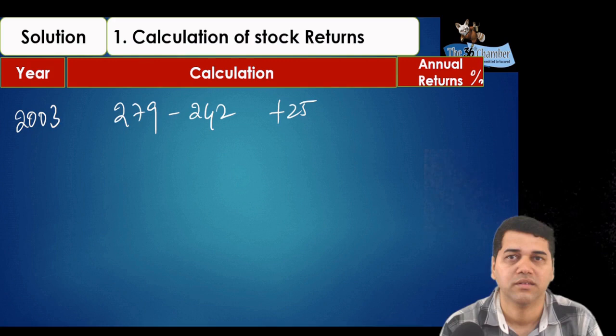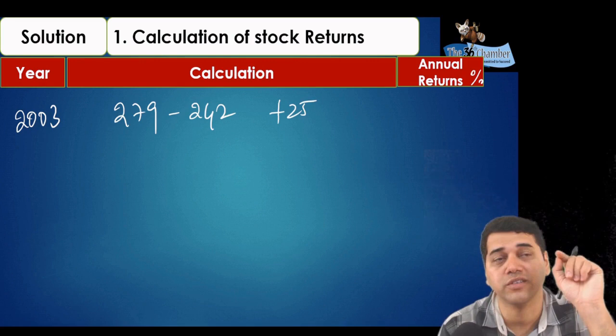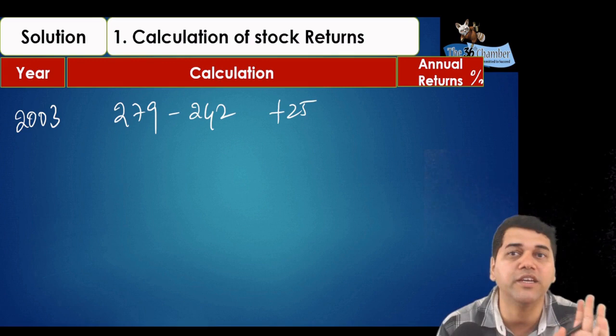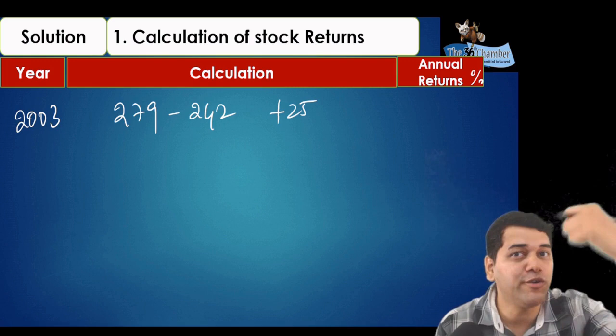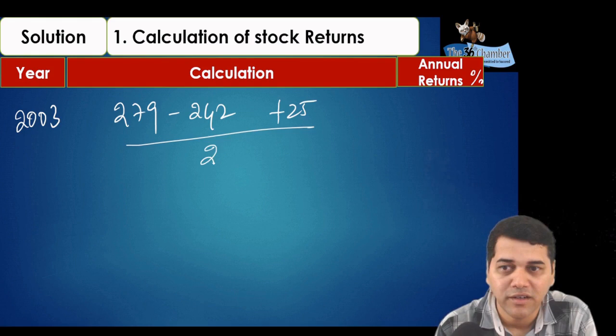You remember only those questions where the price and dividend joint probability we calculated, only in those two problems they did rupee. Every place they did percentage only. Those two problems only you do rupee if it comes in the exam. Every place you do percentage. Divided by 242 into 100.